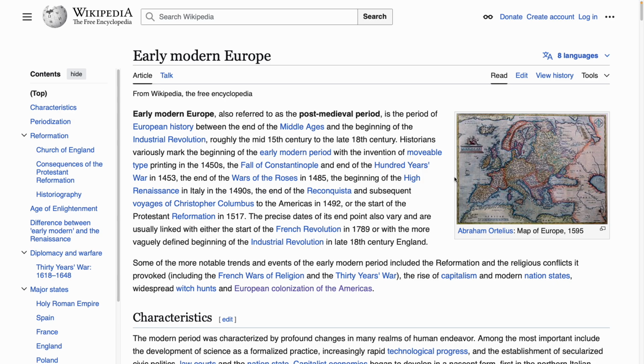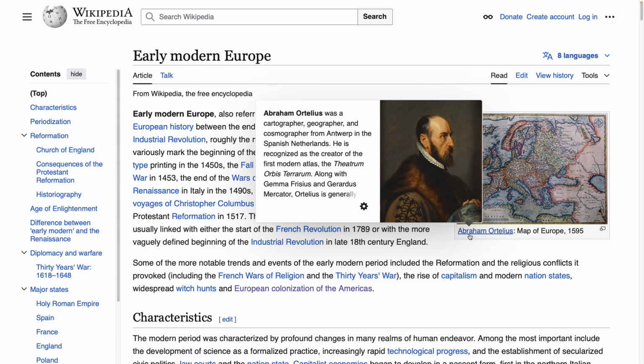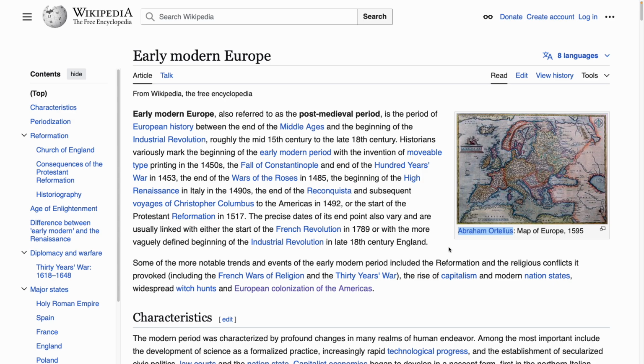So we've got a picture here by Abraham Ortelius. Wow. Look at this picture and look at that face. A cartographer and a geographer, smack dab in the middle of the early modern Europe era. Let's open him because he has his own Wikipedia. Anywho, this guy has a map that was drawn, created, painted, measured, and so on, in 1595. This is the end of the 16th century. So this is already into the early modern period.